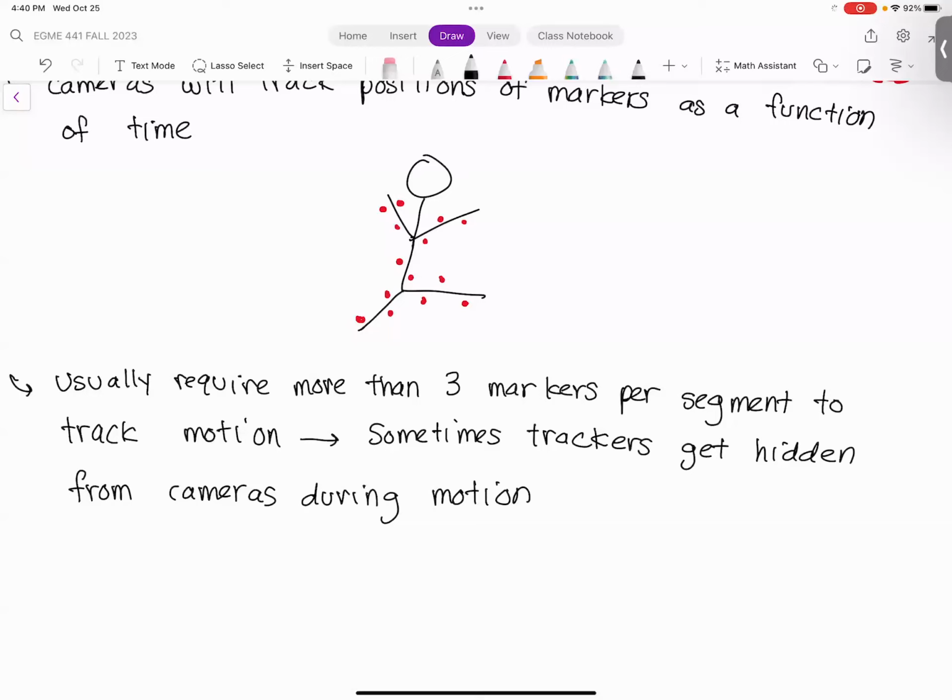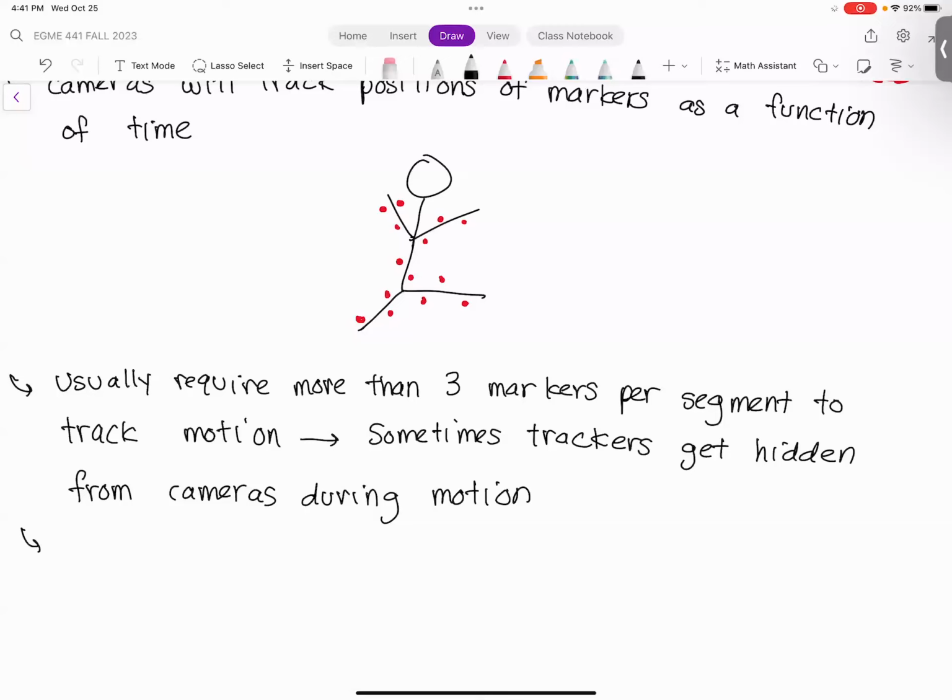In the event that you lose sight of a tracker during an important part of the motion, if you don't have some redundancy in the system, you may lose some data for that particular motion. So a lot of times extra trackers are added for this reason, and that's going to be very relevant later on once we talk about how these calculations work.